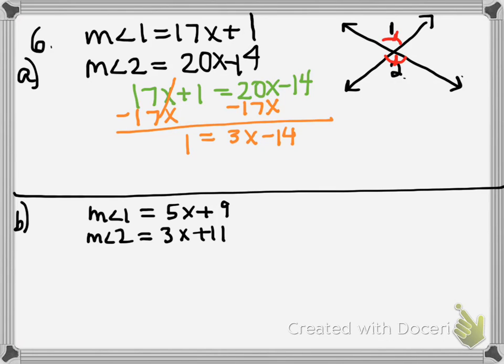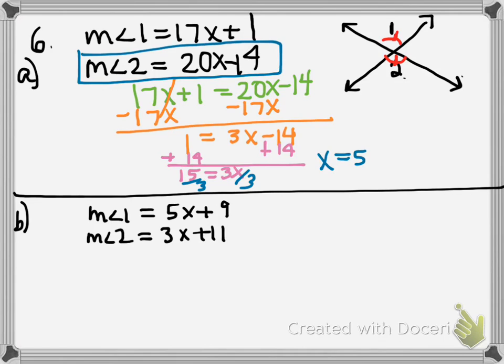Two steps in order to isolate the x. Add 14 first to both sides. Inverse operations, always move what's not attached to the variable first, so 15 equals 3x. And then one more step in order to isolate, divide by 3. So 15 divided by 3 is 5. Careful, that's not your final answer. Remember, they asked you to find the measure of angle 2.